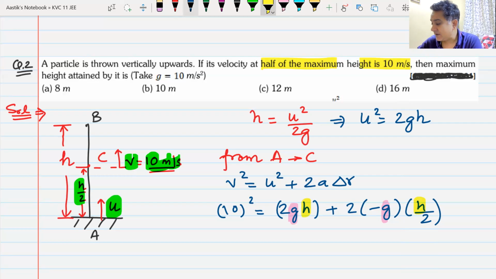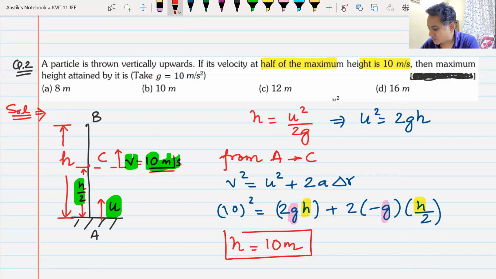Straight away you will get the value of h. You don't have to find the value of u square. It is just an intermediate step. I have eliminated that step. h is equal to 10 meters, and that happens to be the correct answer.